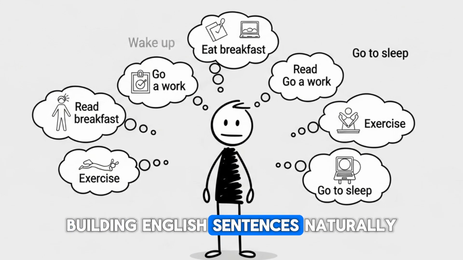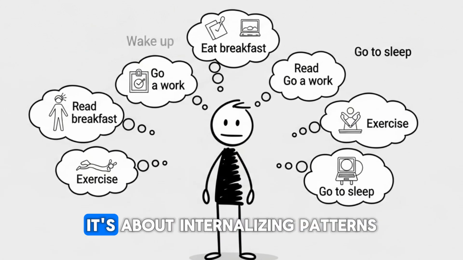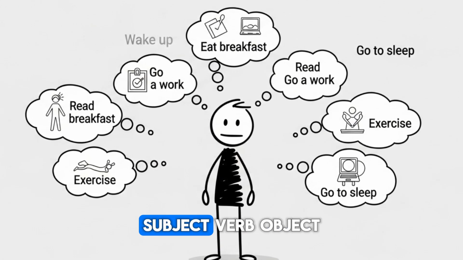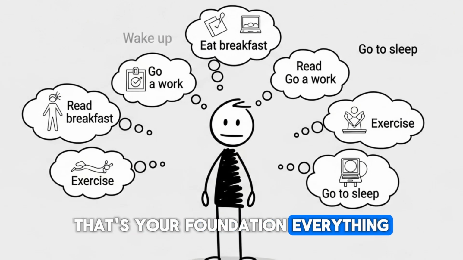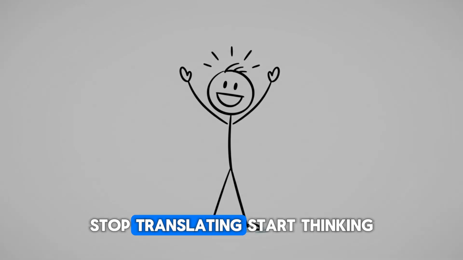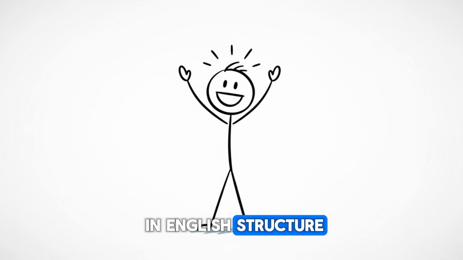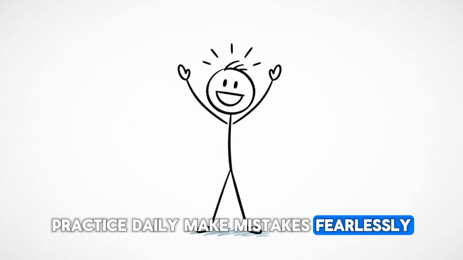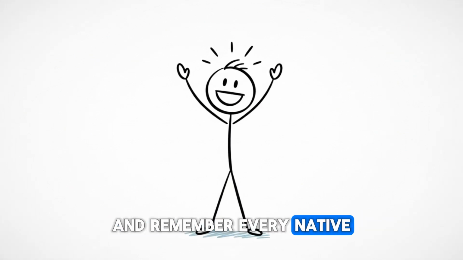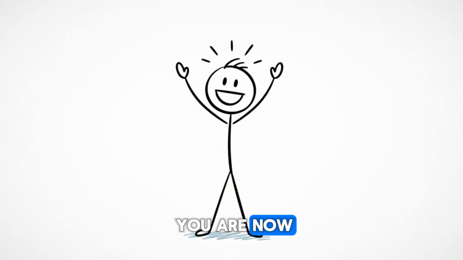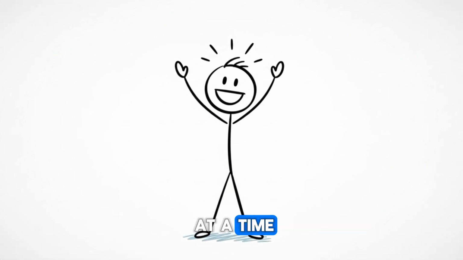Building English sentences naturally isn't about memorizing rules, it's about internalizing patterns. Subject-Verb-Object, that's your foundation. Everything else is decoration. Stop translating. Start thinking in English structure. Practice daily. Make mistakes fearlessly. And remember, every native speaker started exactly where you are now, building one simple sentence at a time.